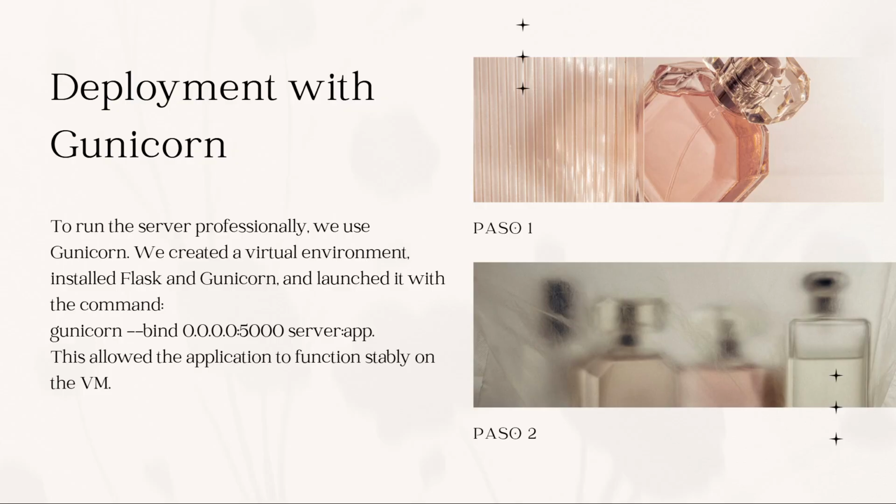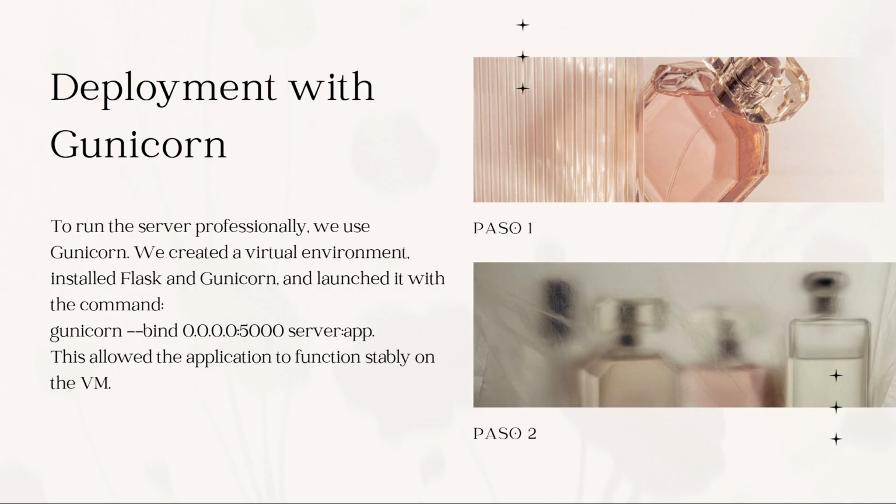Once we finish configuring all the APIs and web page with the virtual machine, we need a more professional and stable way to run the Flask server. For this, we use Gunicorn, a WSGI server designed for Python applications.